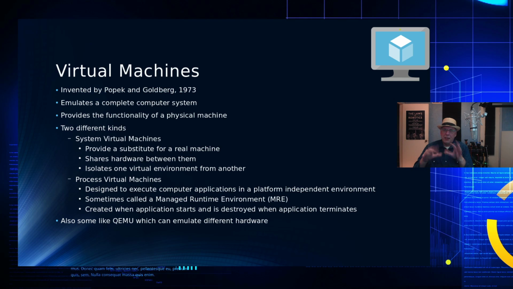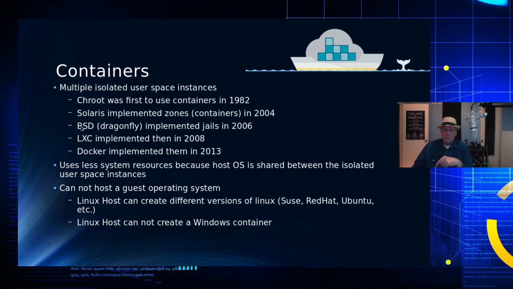Then there's a couple of specialized ones like QEMU, which can emulate different hardware. I don't mean it's emulating different network cards. I mean it's emulating different CPUs, and I don't mean just AMD or Intel. It can also emulate ARM. It can emulate any of those. So it's a little bit different, but there are some specialized ones as well.